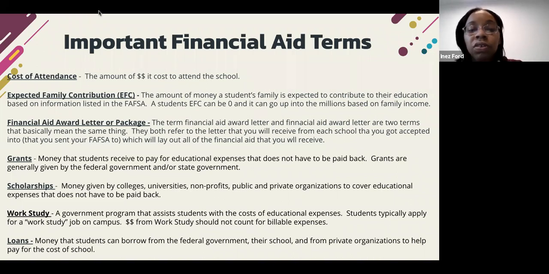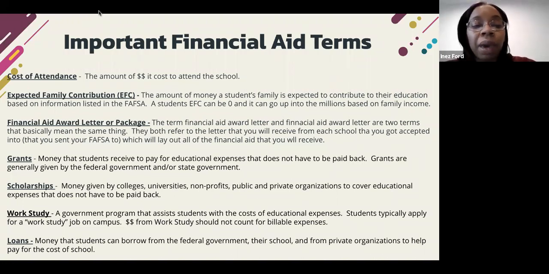So if the government says your family can afford to pay $2,000 for you to go to college, it doesn't matter if you go to Howard, if you apply to College Park, Towson, Bowie, UMES, it doesn't matter. The government says your family should be able to afford $2,000. And we'll talk a little bit about why that's important.